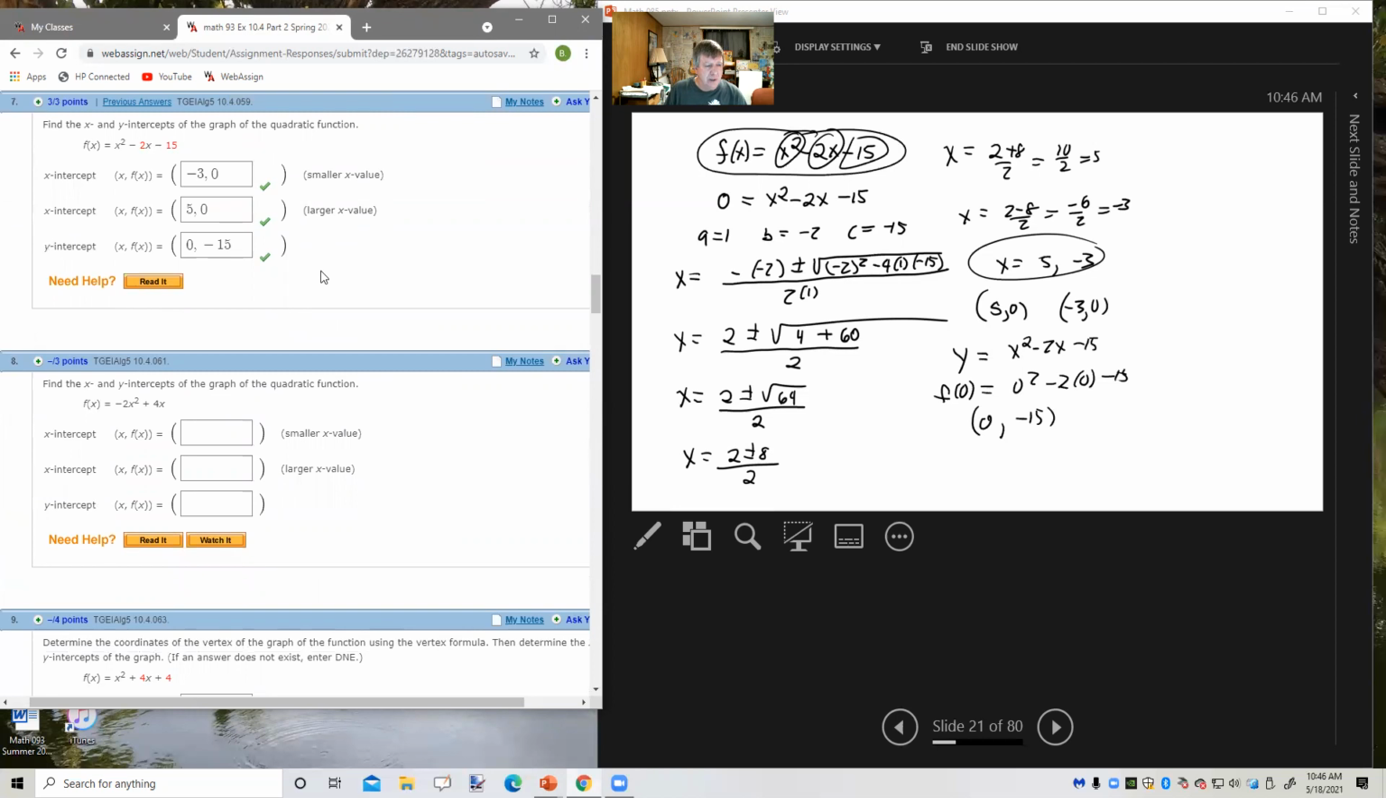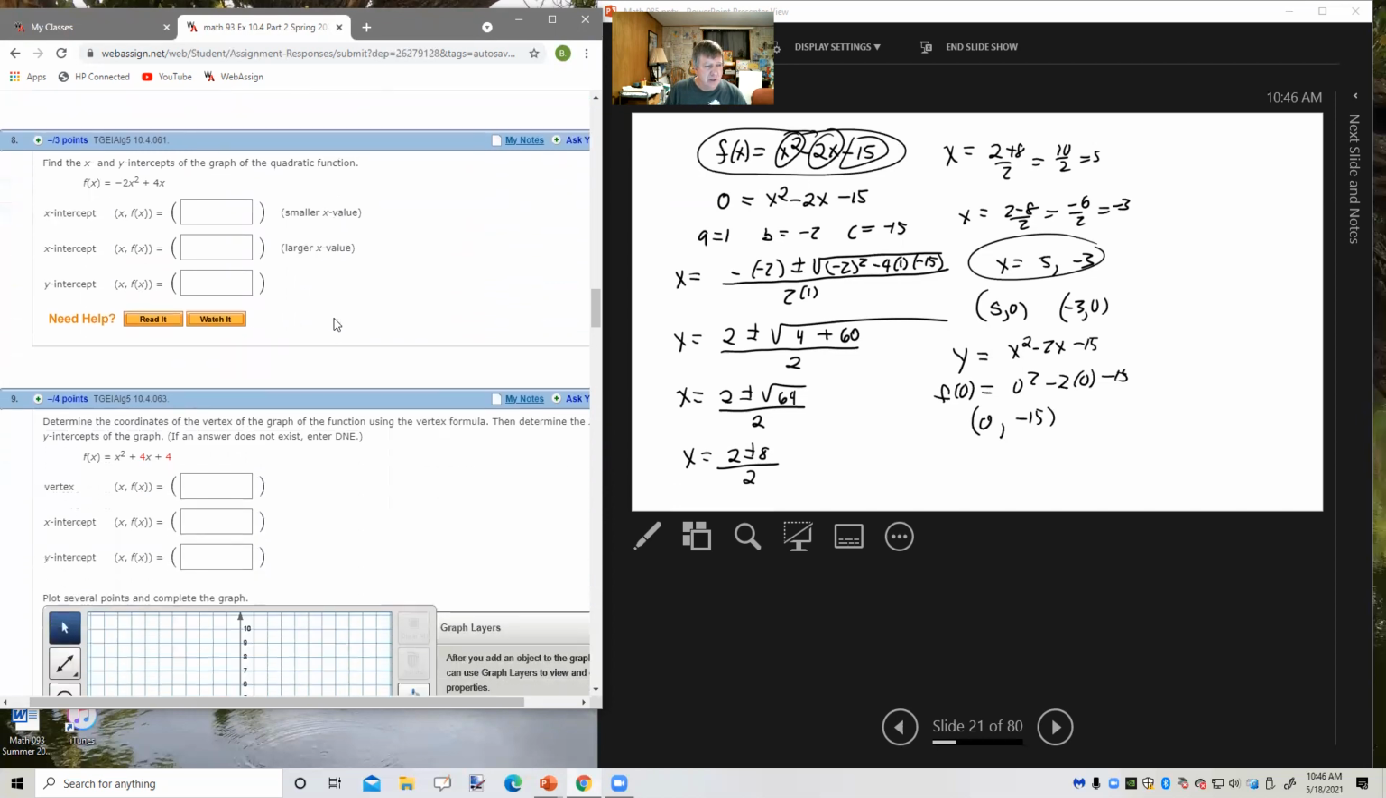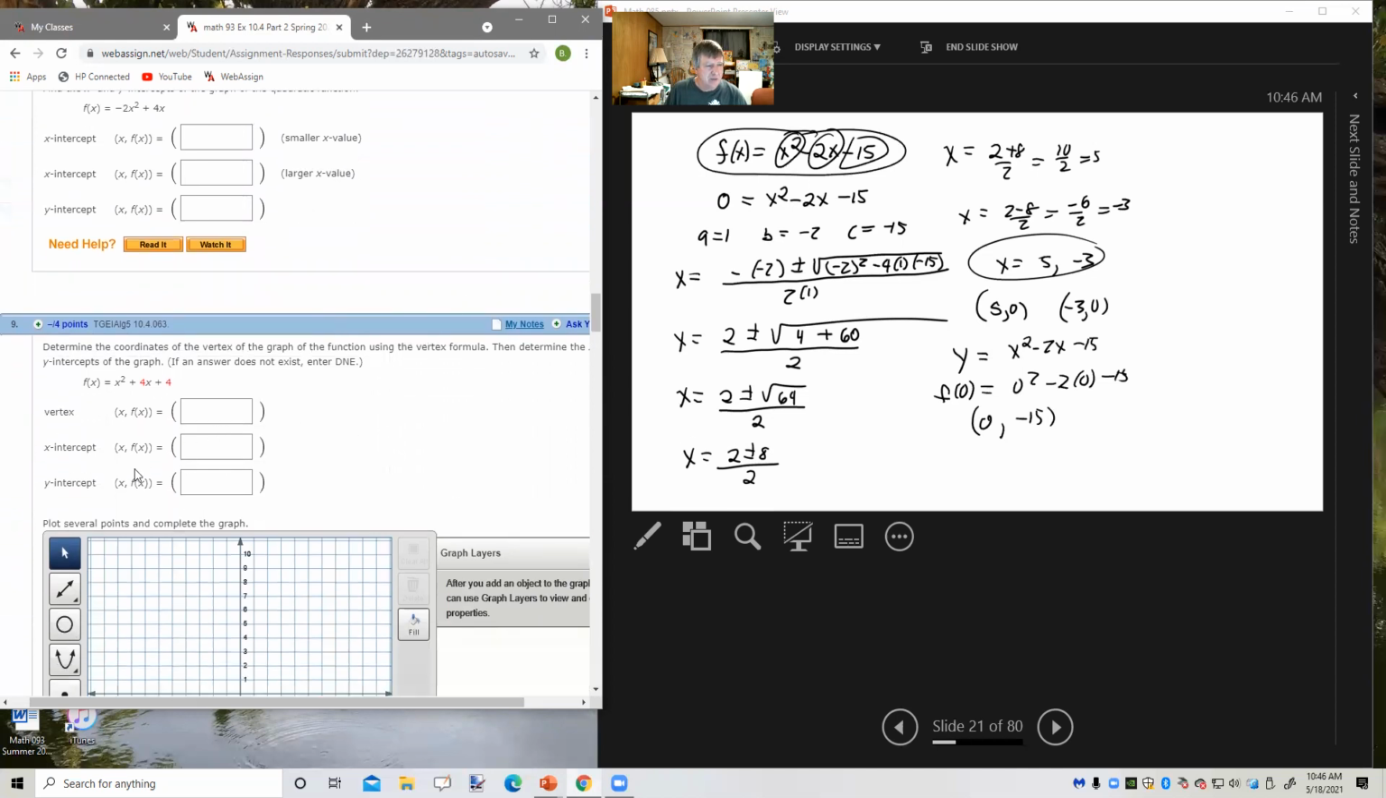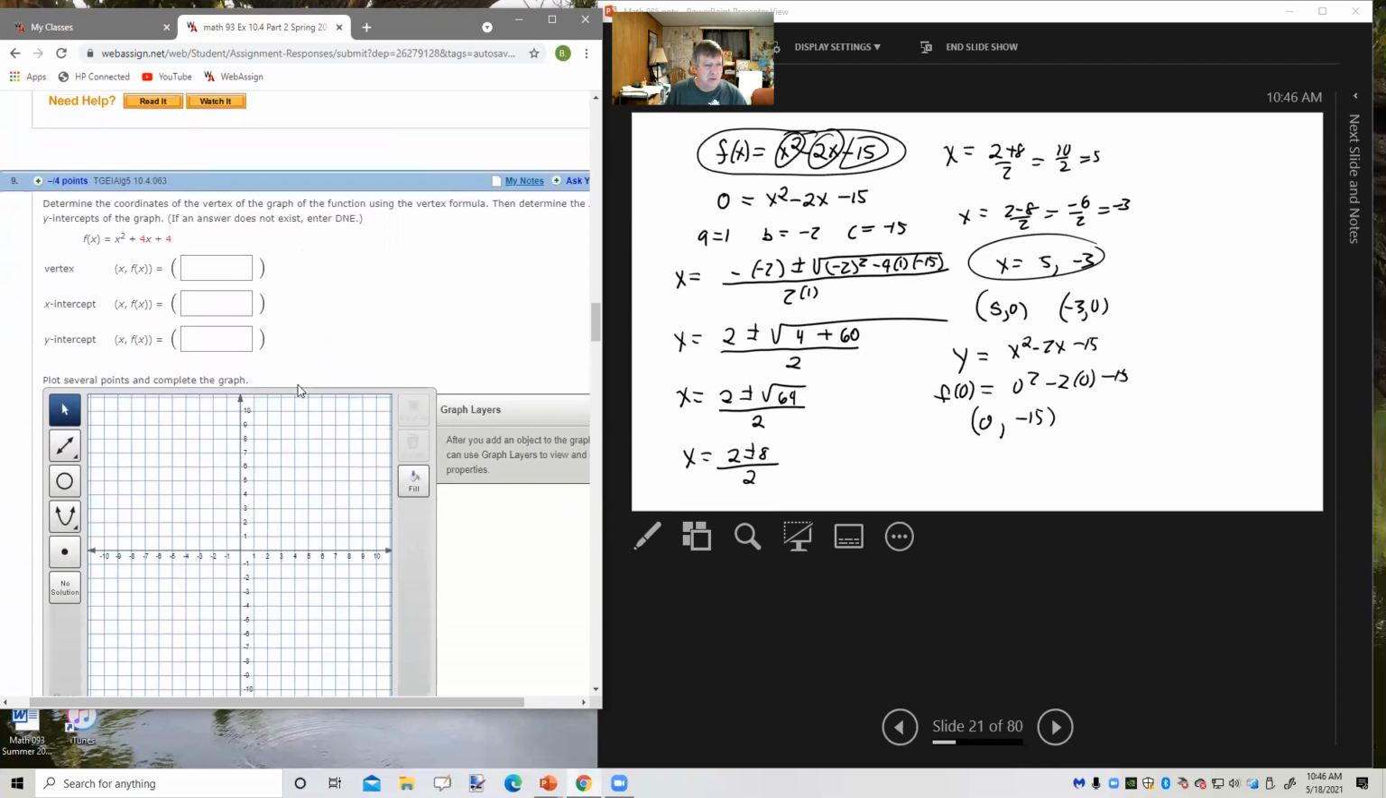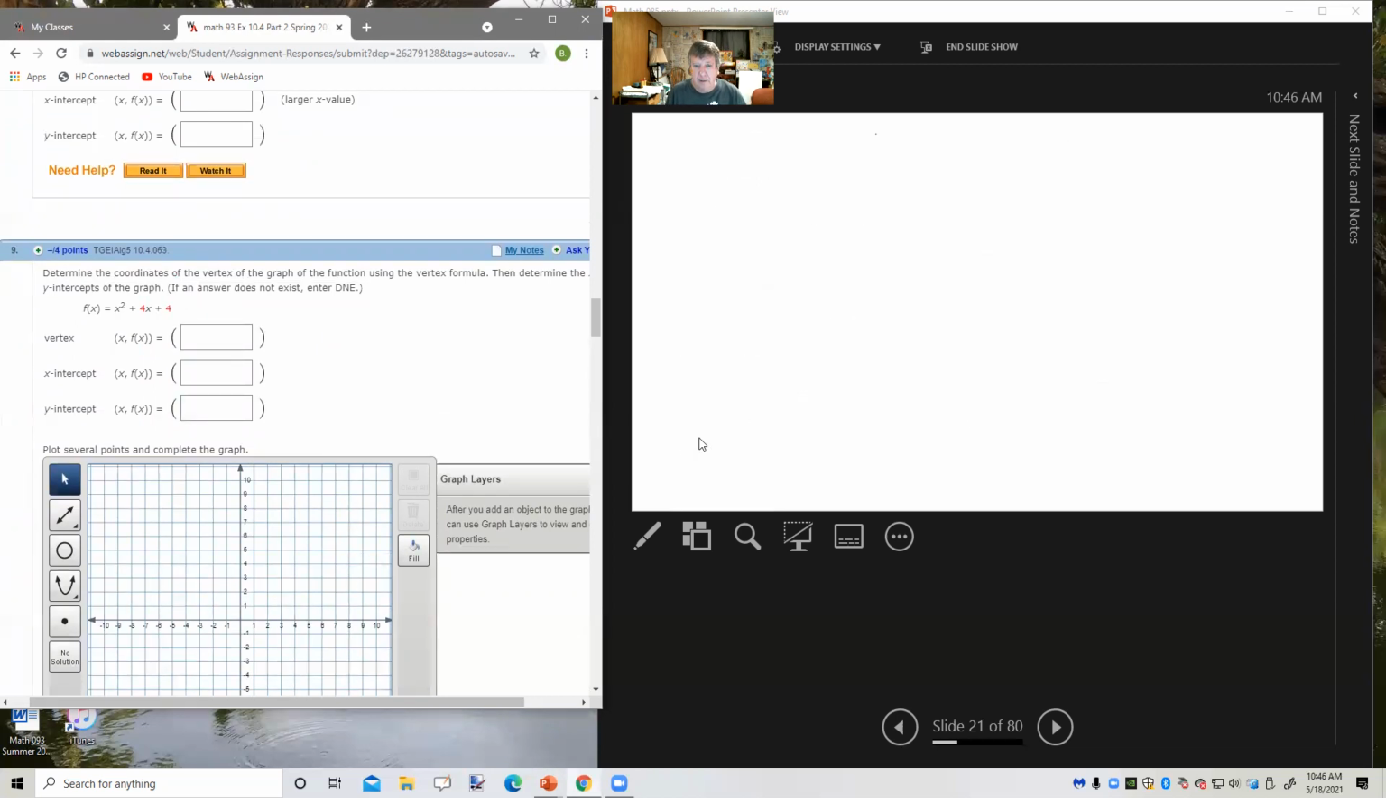All right, let's do another one of those. Let's do this problem because it not only has us find the vertex, an x and a y-intercept, but also to graph it. So let's go through the whole thing. Okay. So we have f of x equals x squared plus 4x plus 4. A is 1, b is 4, and c is 4.